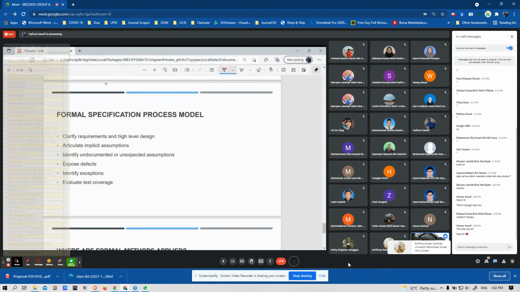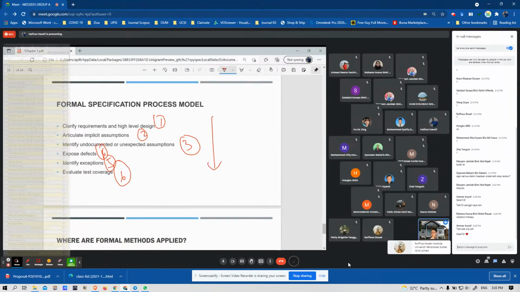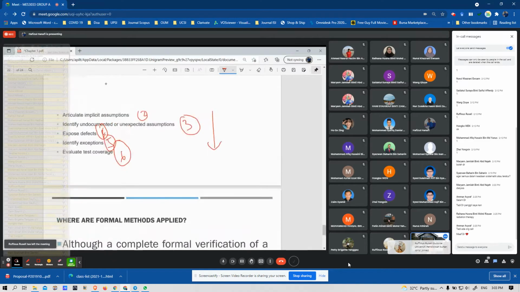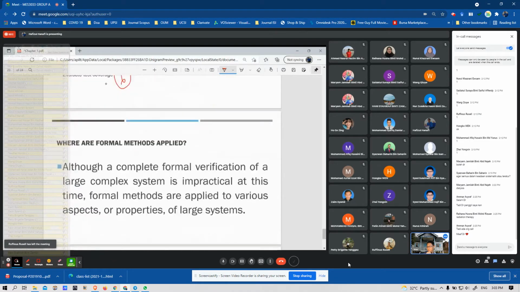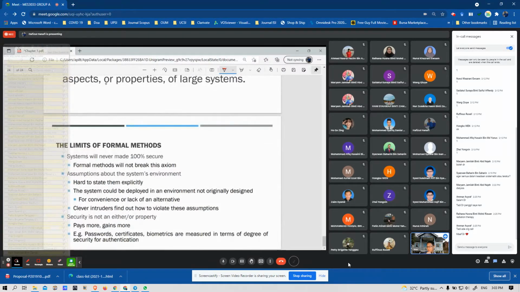This one is the formal specification process model. How you want to clarify the stages in every stage. Here we have one, two, three, four, five, six stages that you need to complete in order to attain the complete or successful model. This one is just the limit of formal methods. What is the limitation?